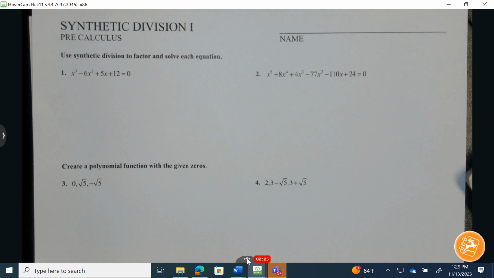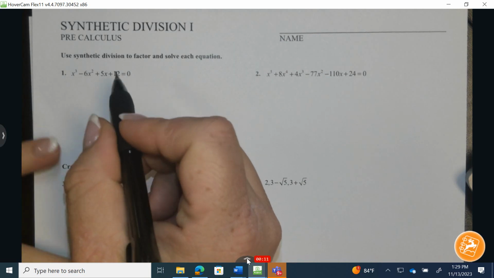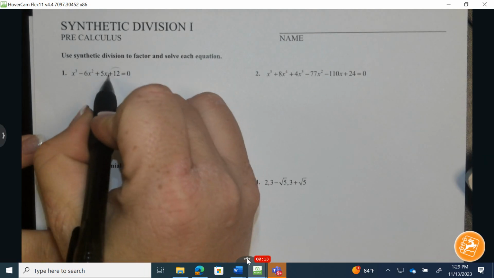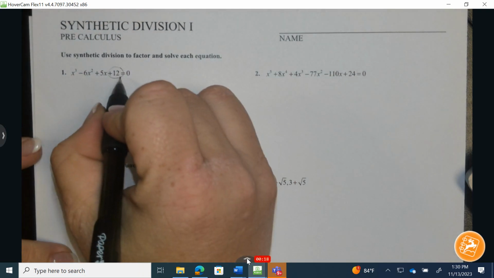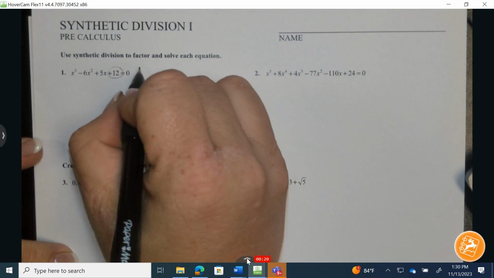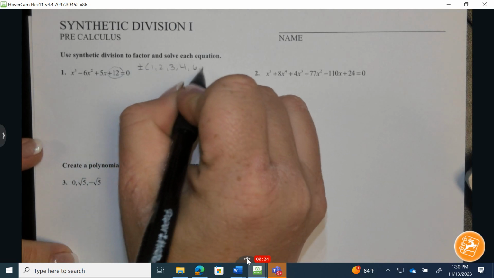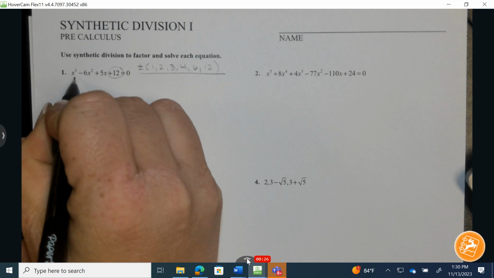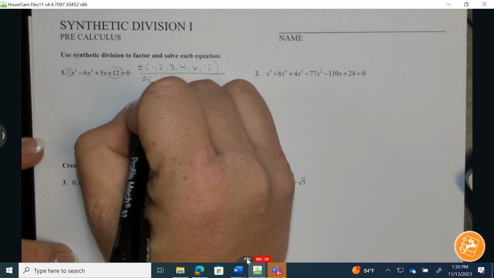Okay, let's take a look right now. Not using a calculator, let's take a look at how we do this. Using the rational root theorem, I'm going to start by identifying all of the factors of the constant: plus or minus 1, 2, 3, 4, 6, and 12. And then I'm going to identify all of the factors of the leading coefficient, which is 1.